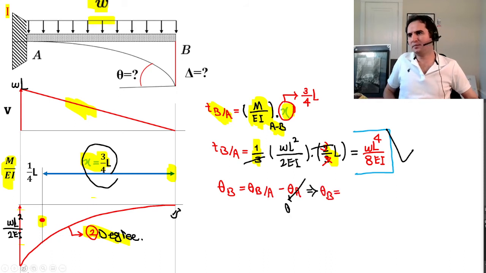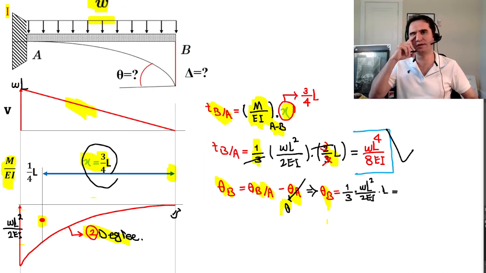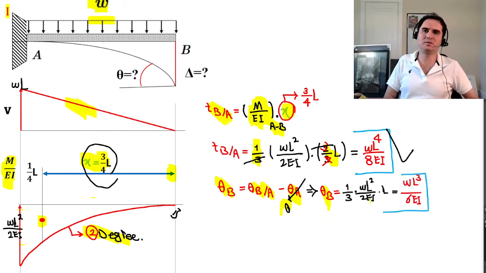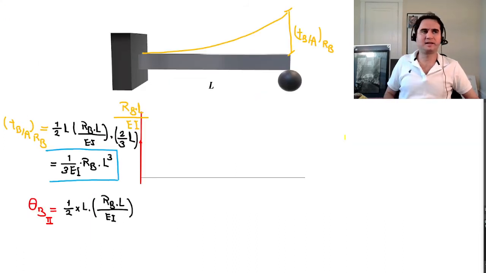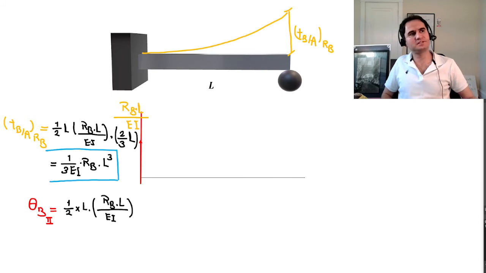And at the same time, theta B with respect to A, and theta at A is 0, so theta B is the area under M over EI. So that's WL cubed over 6EI. And that's for the first part.